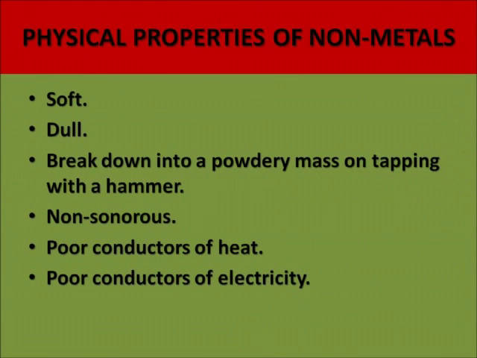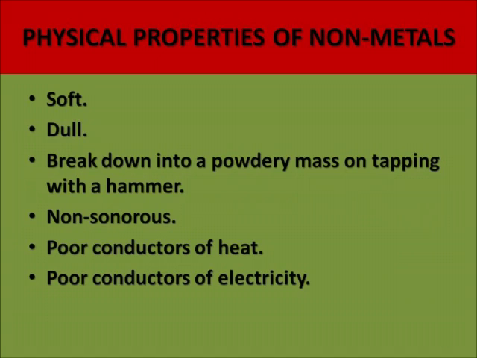Now, what are the physical properties of non-metals? There are some materials that are very soft and dull in appearance. They break down into a powdery mass on tapping with a hammer. They are not sonorous and they are poor conductors of heat and electricity. These materials are called non-metals. That is, they are too soft, they are not lustrous, they don't have any shine, they are dull in appearance, and if you just tap them with a hammer, they will break down into a powdery mass.